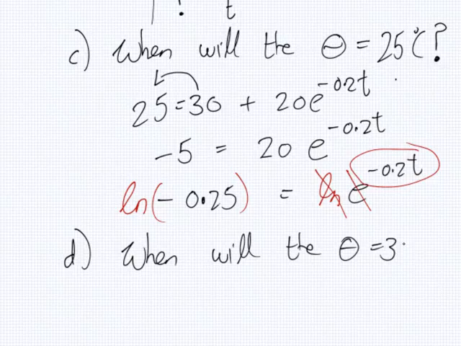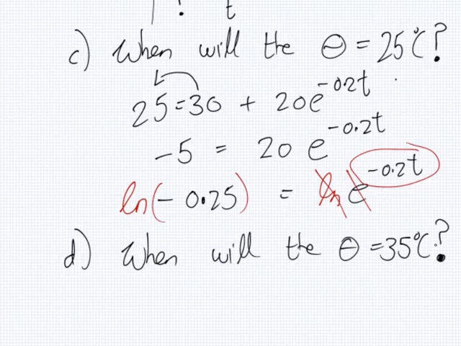Let's say 35 Celsius. Okay. Yep. Minus 5 over 20. Minus 4? Nope. Minus 0.25. Really? Yeah, trust me. Because last question we can't write anything.